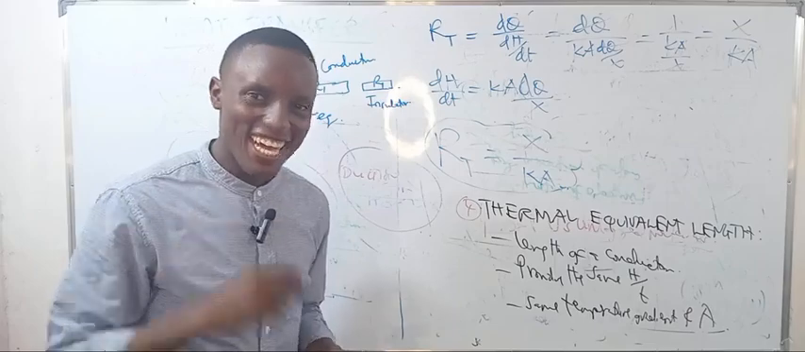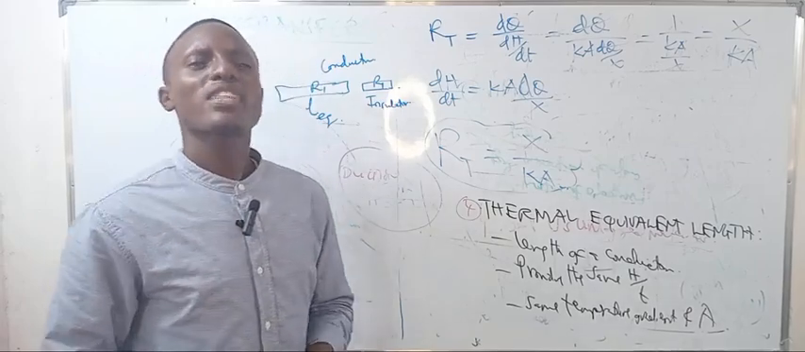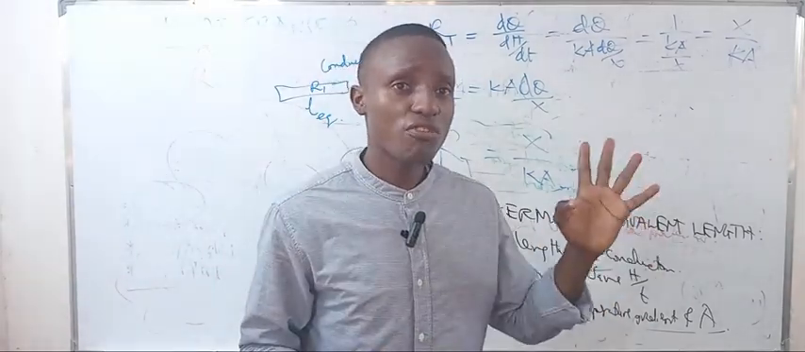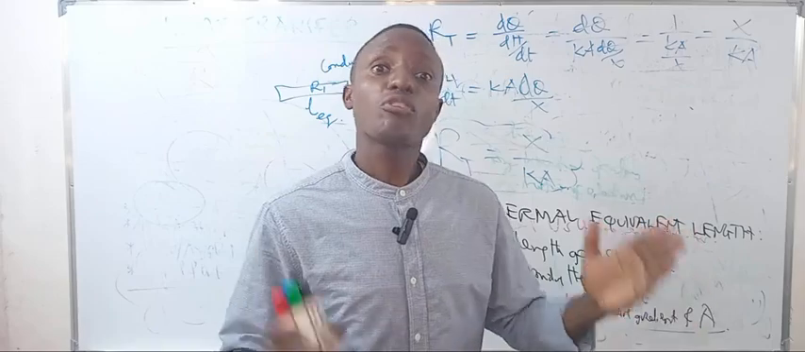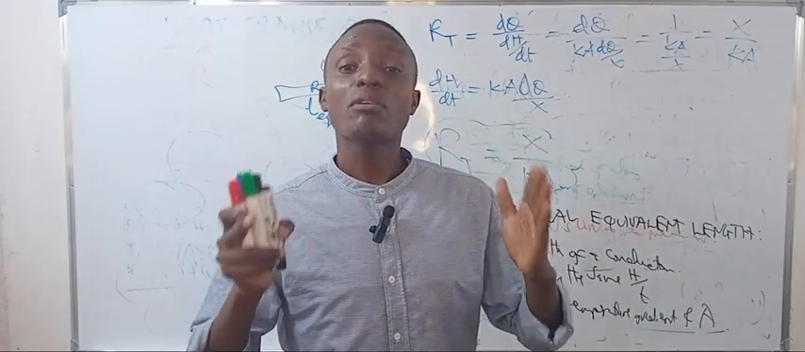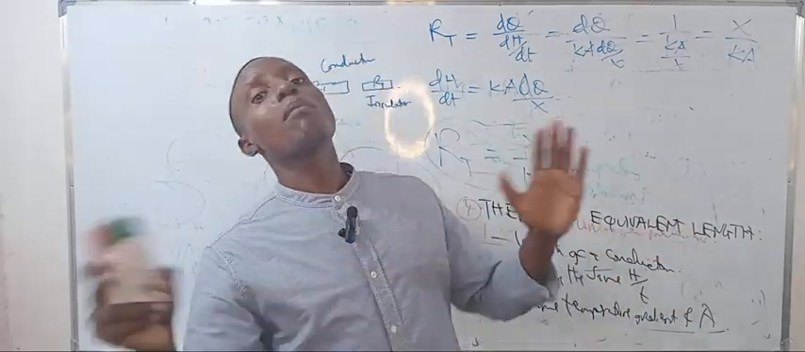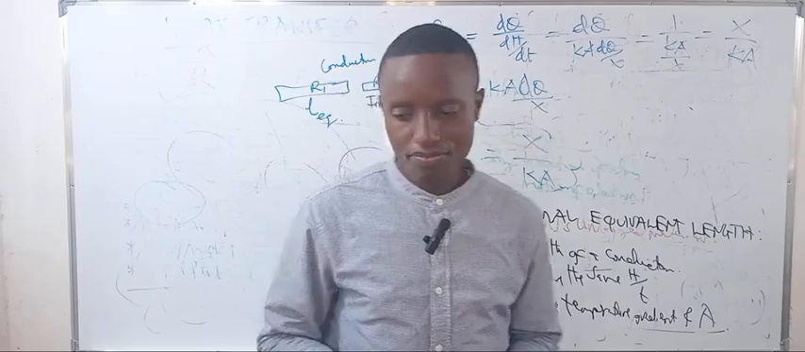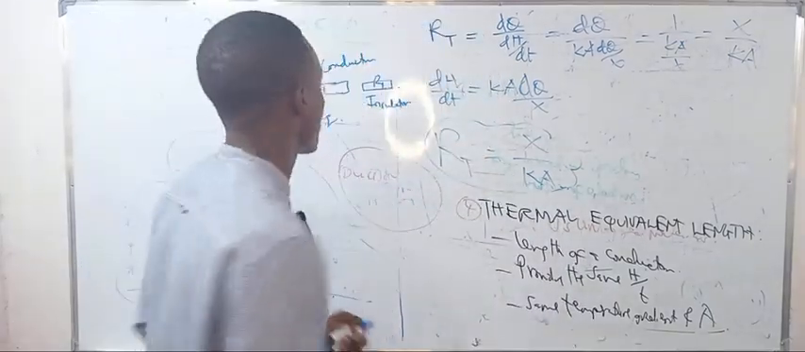Is that good now? I'll move to the other concept. I've talked about Fourier's law, the U value, the thermal resistance, and the thermal equivalent length. So I'm going to move to the radial lines of heat flow. Let's talk about the radial lines of heat flow.